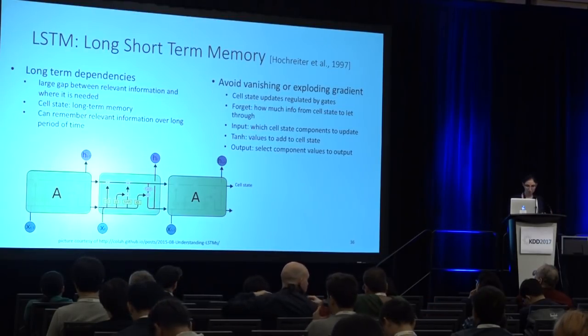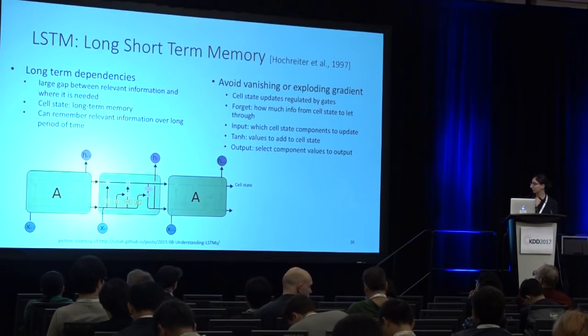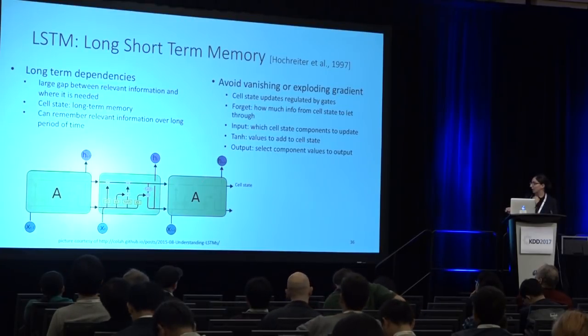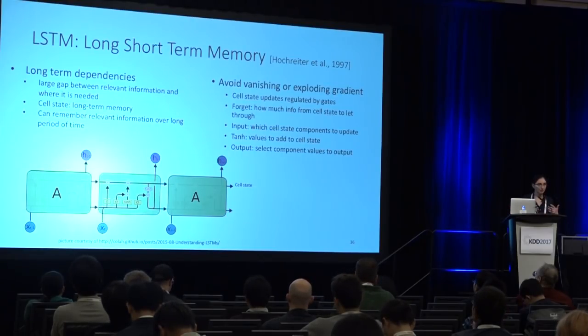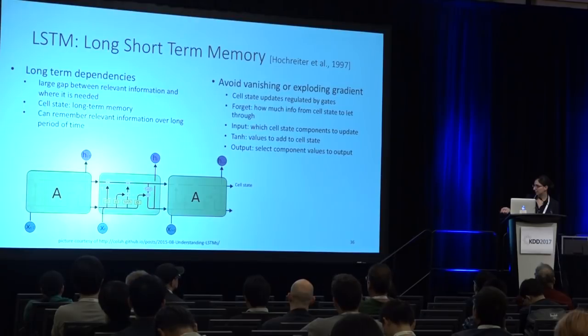So long short-term memory networks resolve that issue by adding that cell state here, which is like a conveyor belt that runs through the chain, and that allows to store memory and remember information over long periods of time. And the cell state updates, so it has, beside the recurrent feedback loop for the hidden states, an inner loop that updates the cell state that's regulated by gates.